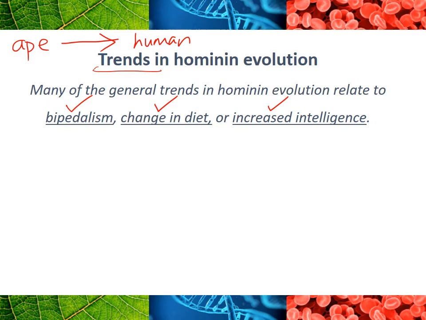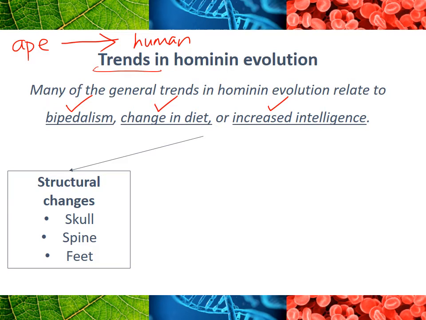The trends are broken into 3 groups. We have structural changes, so changes that happened to the skeleton, to our physical bodies. There was obviously lots of changes, but the main ones we look at are to do with the skull, the spine, and also our feet and legs.